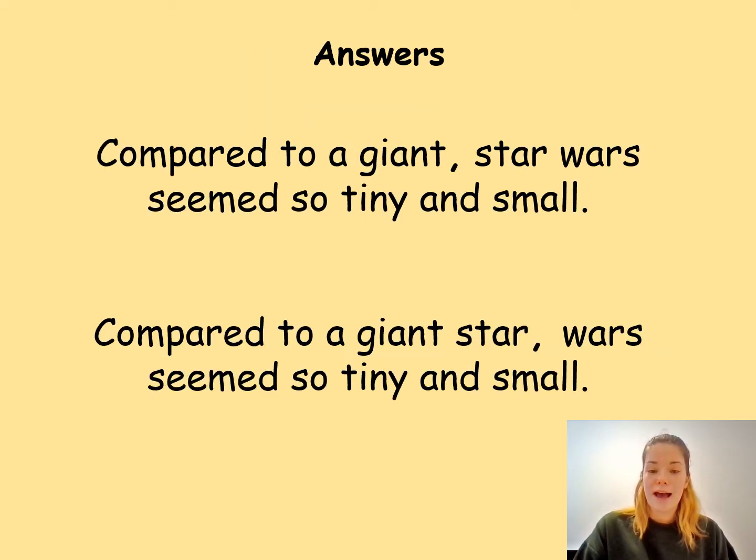Okay then, so we should have had commas after giant and before star, and after star and before wars. Let's think about that first sentence together. Compared to a giant, comma, Star Wars seemed so tiny and small. Here a comparison is being made between Star Wars and a giant. Our second sentence: Compared to a giant star, comma, wars seemed so tiny and small. Here, because of where the comma has been placed, we are comparing wars to a giant star. So we can see the difference in the meaning between these two sentences, and that it's dependent on where we place a comma within that sentence.